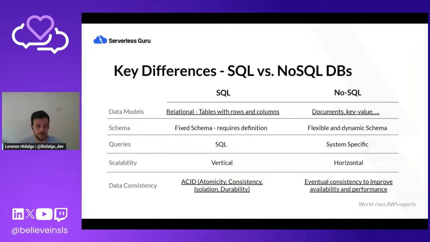Okay? So from all the differences that I just mentioned, the more important ones to take into consideration are data models. SQL is relational. NoSQL is documents or key values. Data consistency. SQL can provide data consistency, and NoSQL databases won't be able to provide it. They will only provide eventual consistency.